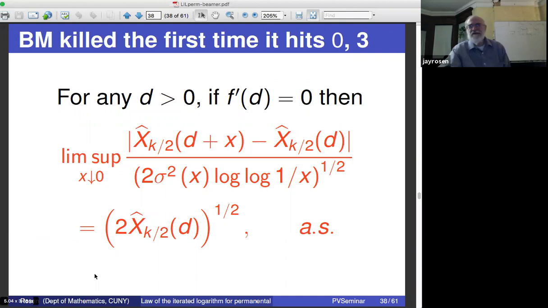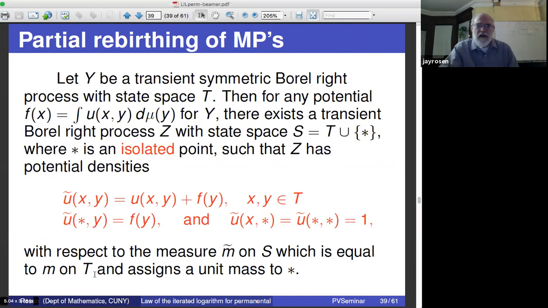So this is a sampling of the sort of results we want to get. First, I want to go back to explain what's going on. How do I get this perturbed process? You start off with our symmetric process, and you take a potential of this form: f of x, you integrate the original potential of y with respect to some measure mu.